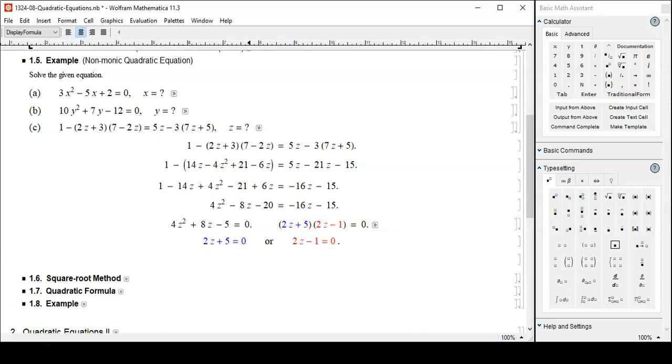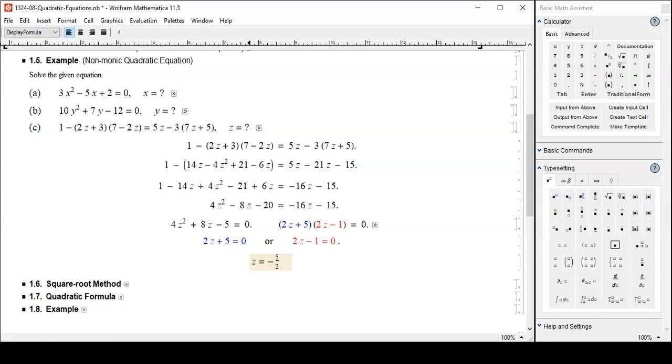So from blue we get 2z equals negative 5. In other words, z equals negative 5 halves. Two z equals 1. In other words, dividing by 2, z is 1/2. So that's red. And that's blue. Looks okay to me. Let's go back to the original problem.